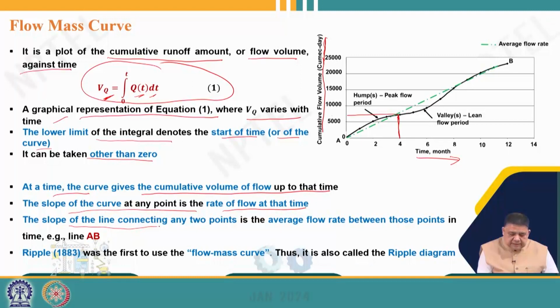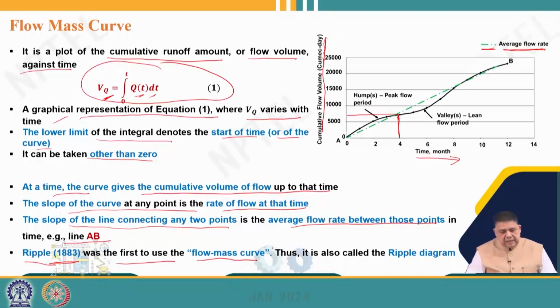The slope of the line connecting any two points is the average flow rate between those points, say for example, line AB. So, if we take these two points, the first point and the last point, and draw a straight line joining them, the green line here, then it is nothing but the average flow rate. That is the average flow rate we can expect over the entire period for which the flow mass curve has been drawn. And Rippl in 1883 was the first to use the term flow mass curve. That is why this diagram is also called the Rippl diagram. So, it is flow mass curve, or Rippl diagram.